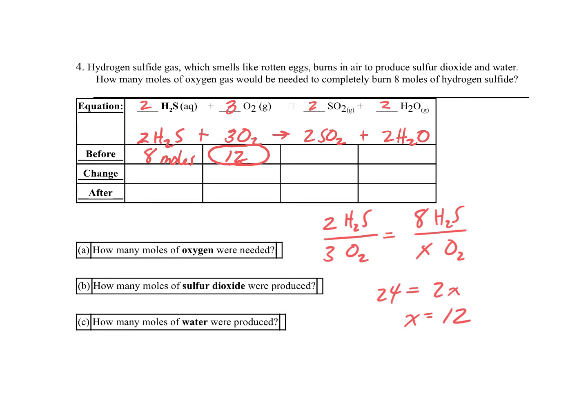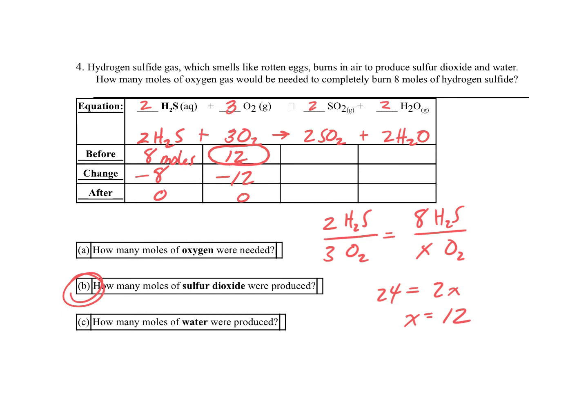We'll just fill in the rest of the BCA table, even though it's not being asked for. Well, actually, you know what? It is actually being asked for here. In B, how many moles of sulfur dioxide are produced? Okay, well, great. We're going to use up all of the H2S, and we're going to use up all of the oxygen.